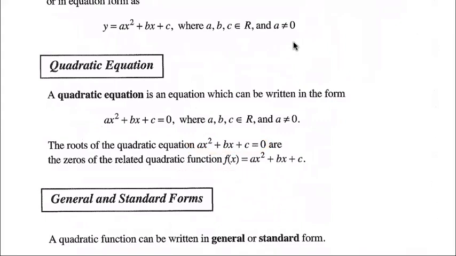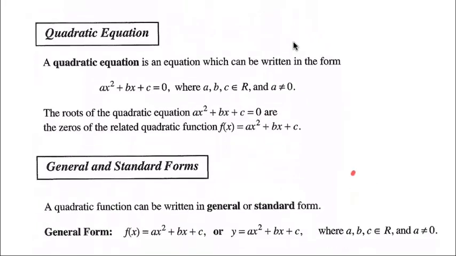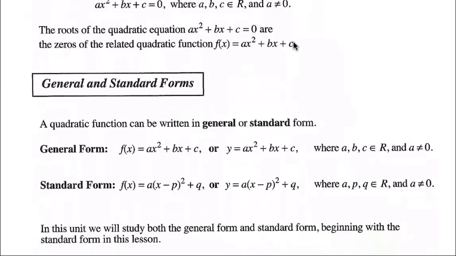So remember, that's what we did in the last lesson, right? We talked about zeros of functions, roots of equations, and x-intercepts all being the same thing. So this still applies. There are two main forms of a quadratic equation that we're going to deal with. One is general form, that's ax squared plus bx plus c, whether it's function notation or an equation. The other form is standard form: a times (x minus p) squared plus q, again in function notation or equation form.